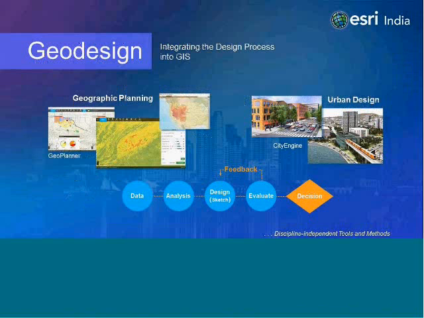The first one is called GeoPlanner. GeoPlanner is a 2D web services based geodesign tool that allows data to be analyzed, designed on top of, and evaluated quickly, and then decisions can be made when we look at alternative plans using the workflow provided with this tool. So that's about GeoPlanner. And this workflow is also supported on the desktop product, CityEngine.